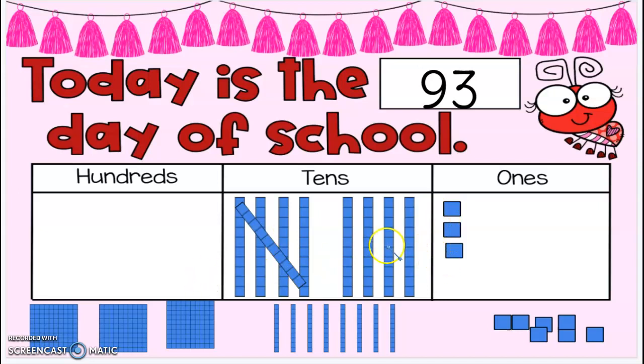Nope. We have 9 because we have 9 tens in the 10 spot. So we have 9 10 strips, and then we have a 3 in the 1 spot. So that's why we have 3 in the ones.